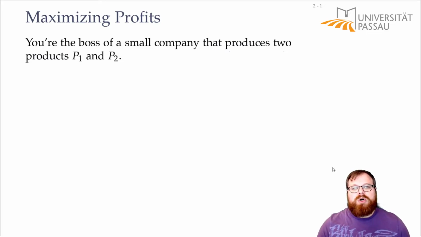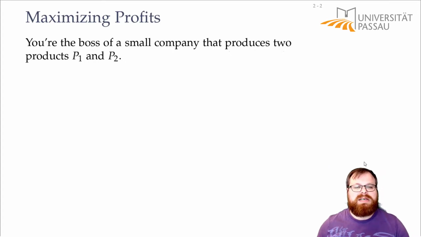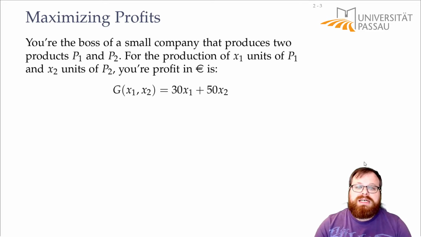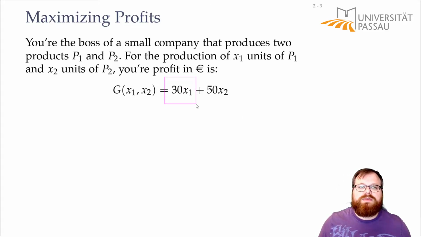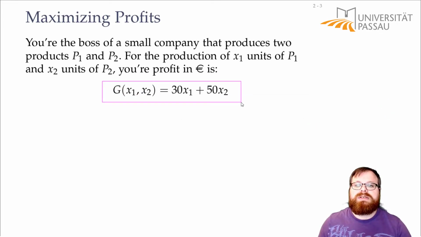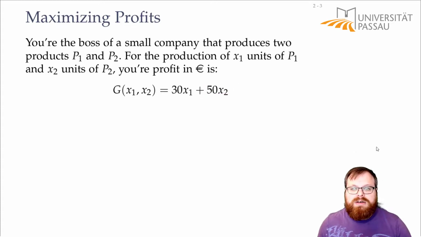Let's start with our small problem. You're the boss of a small company and you want to produce two products. For example, some keyboards and some mice. For producing x1 keyboards and x2 mice, your profit is 30 times the number of keyboards you produce and 50 times the number of mice. Of course, if you want to maximize the profits, then you want to create as many mice as possible. But it's not that easy because we have some additional constraints.